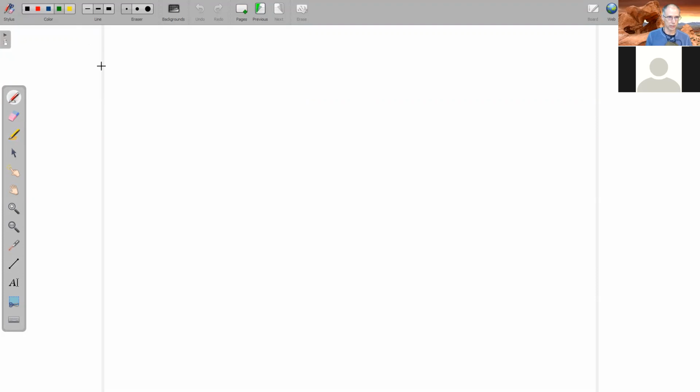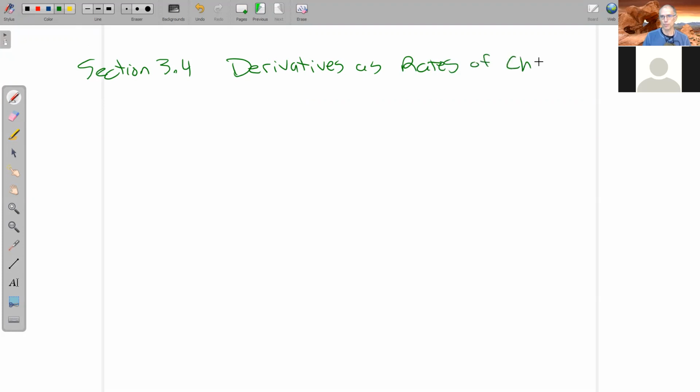So this is section 3.4, derivatives as rates of change. We've already looked at this a little bit. So what kinds of rates of change do we see in our reality around us? So examples of rates of change are velocity.